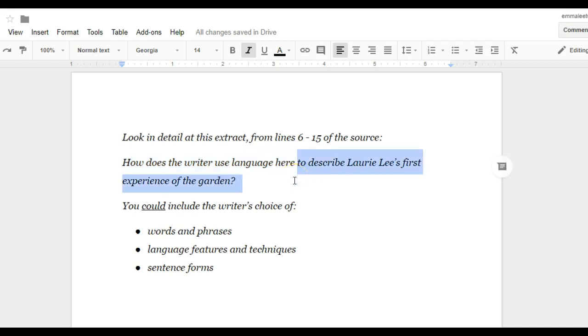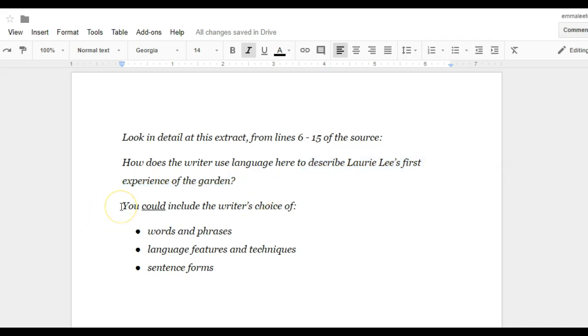And then it says a little bit about what they're using language for. So the passage we're going to look at is Laurie Lee describing a garden. And we'll look at that next week and you'll be able to see how that works. But it tells you a little bit more about what they're using language for. And that kind of focuses your answer a bit, I guess.